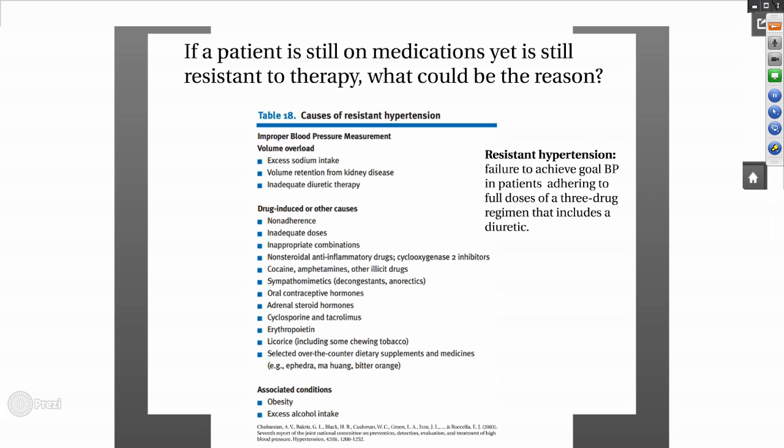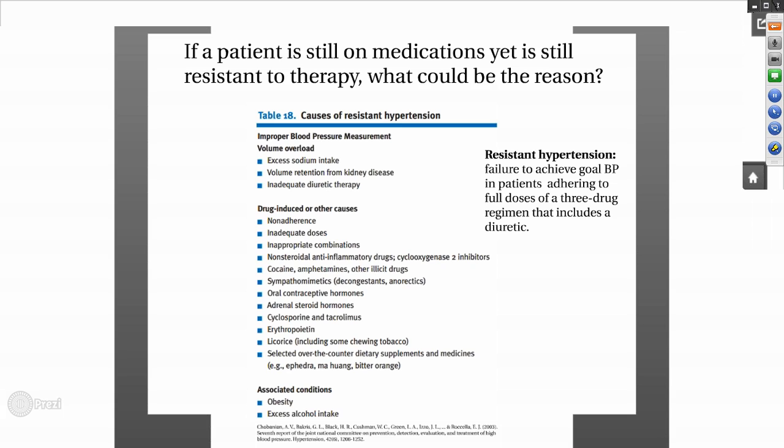So, what is at the top of the list? We see, boom, volume overload. Let's go back to our physics again. Too much volume, more pressure needed to propel that volume through the body. So excess sodium intake: water follows sodium. The more sodium we have, the more water we retain. Also things like drug-induced causes. Sometimes these things are not addressed and new drugs are just added.